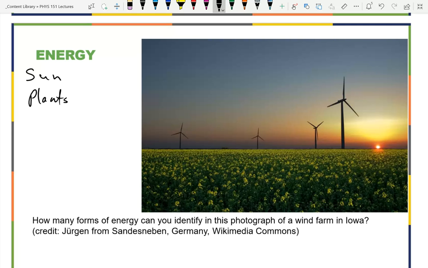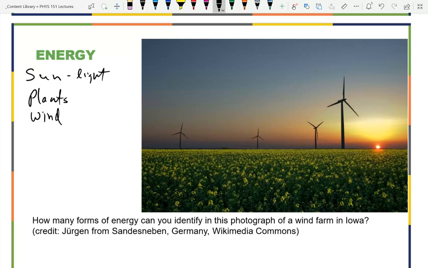Plants. The wind. That you can't see. Yes, but they have the windmill, so you think of the wind. Okay, somebody said light. Of course, there's the windmills. Yeah, well, I got the wind.